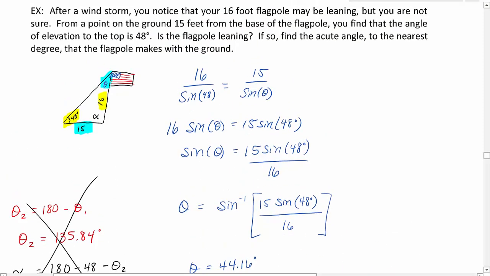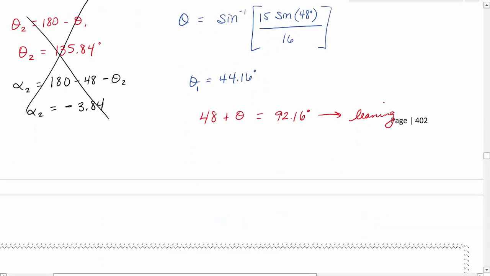And what's the question here? If so, find the acute angle to the nearest degree that the flagpole makes with the ground. Well, 92.16 is not acute. Remember that acute has to be less than 90 degrees. So to get that acute angle, we're going to subtract from 180 degrees.